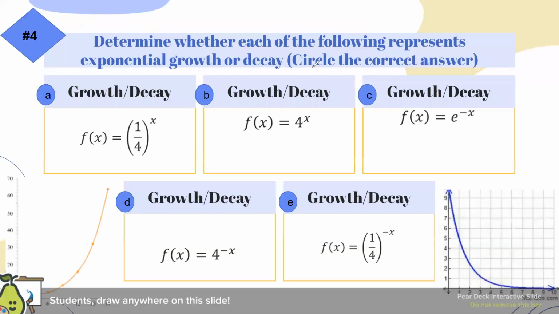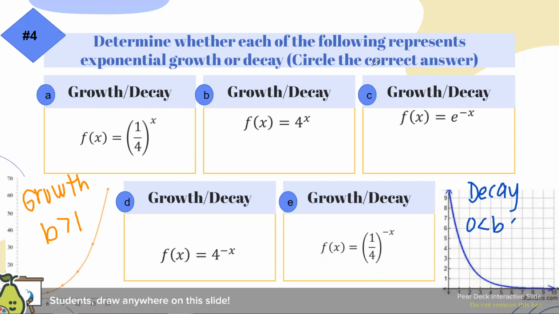All right. So determine which of the following represents exponential growth or decay. Circle the correct answers. What we need to remember here is when we're talking about growth, growth is like the graph on the bottom left in orange. Growth has a base larger than 1. And for decay, like the graph on the left, where it's decreasing all of the time, we have a base between 0 and 1. So just because you have a negative base does not mean that you have decay. It just means you have a reflection there, but base has to be less than 1.